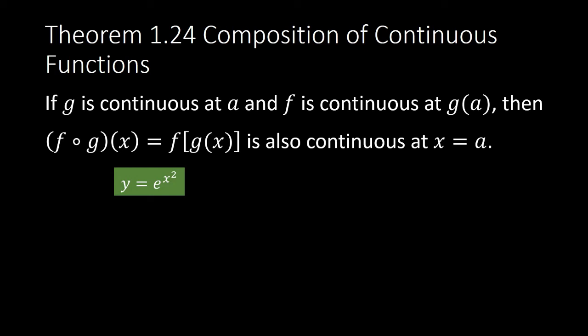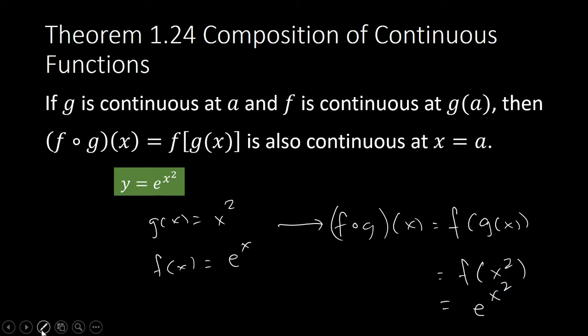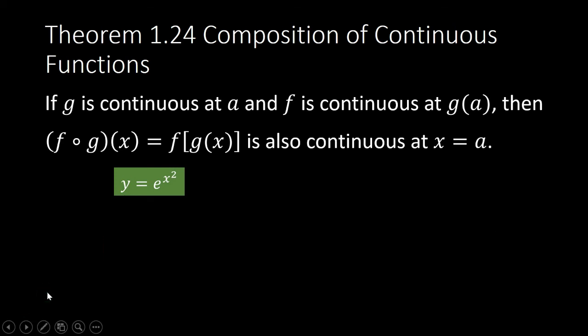Okay, so let us write it how it came to be a composition of functions. So what you have here is g of x is equal to x squared, f of x is equal to e to the x. And so the function composition f circle g of x is equal to f of g of x. And g of x is equal to x squared. And so f of x squared is equal to e raised to x squared. So this function is continuous in the set of real numbers because it is a composition of two continuous functions.